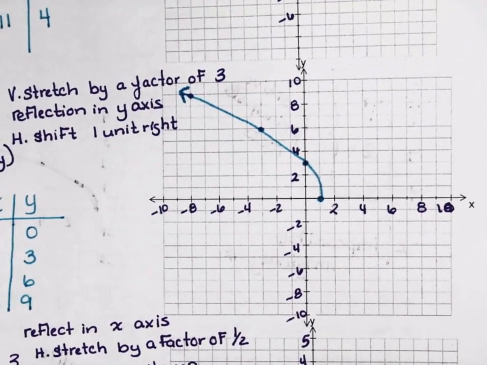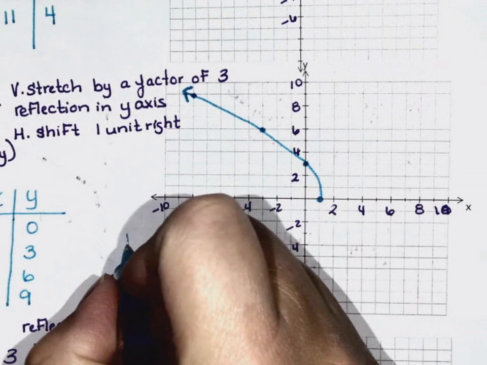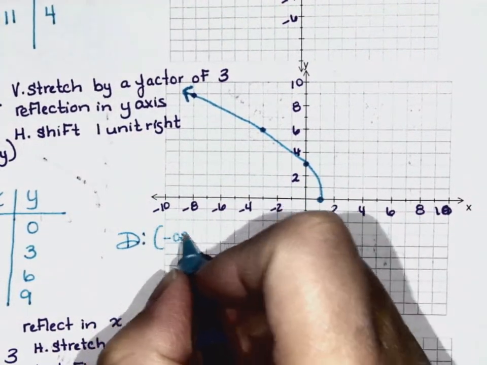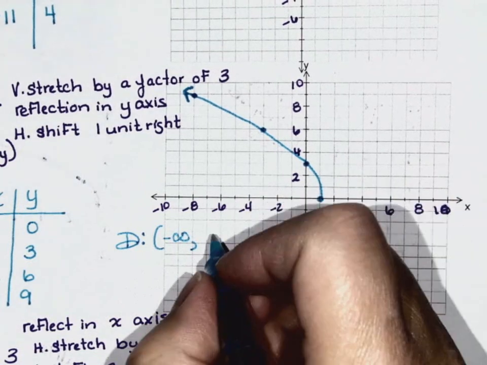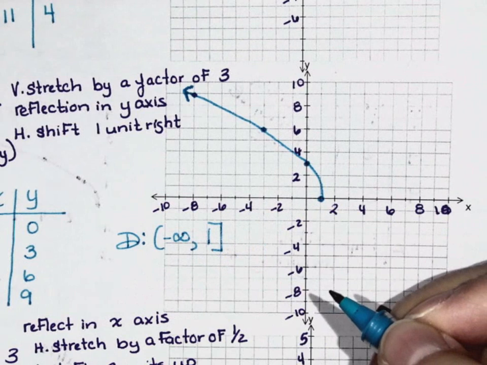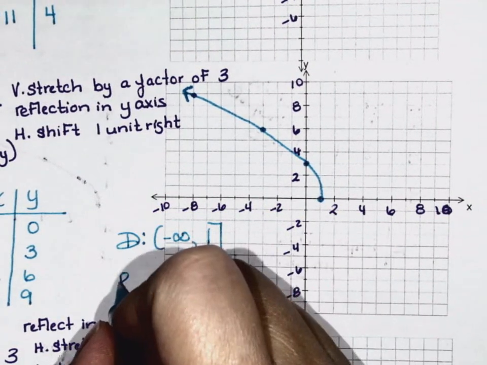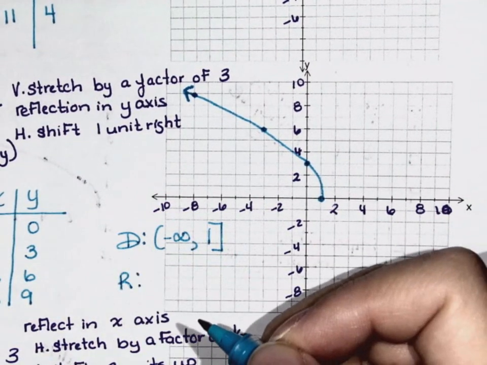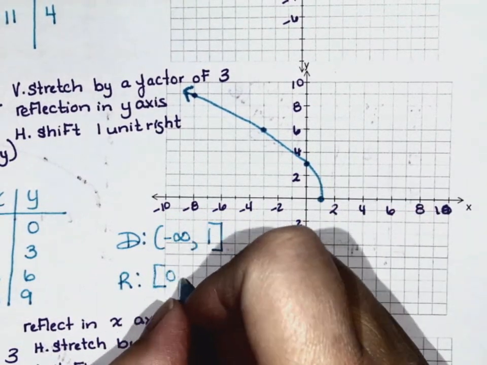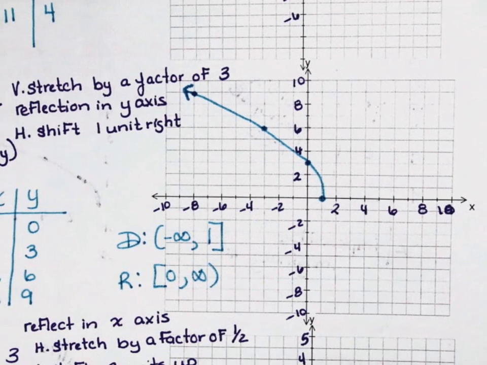Slide up here. This graph for the domain, we're going to have negative infinity to 1. And the range, we're going to have 0 to positive infinity. I don't think doing domain and range is hard anymore. I think remembering to do it if the question asks you to is the hard part.